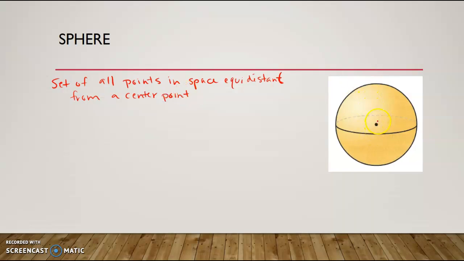So here's our center point, and the distance from this point to every point in the sphere, going either sideways, up and down, they're all the same. And that's what makes it a sphere. So the radius is the distance from the center to any point on the sphere.